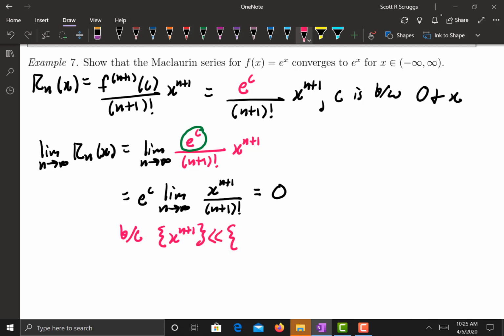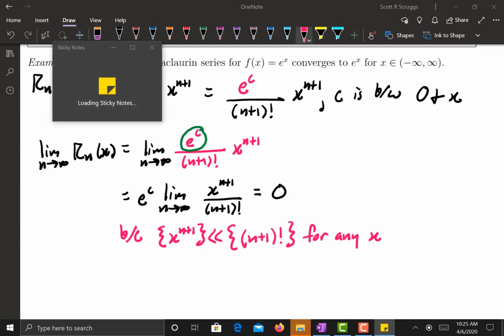No matter what number I plug in for x, if I plug in 1, I just have 1. If I plug in 2, I have 2 raised to the n plus 1 power. It doesn't matter what value for x I plug in. This is going to be a case where I have an exponential function where the base is fixed.